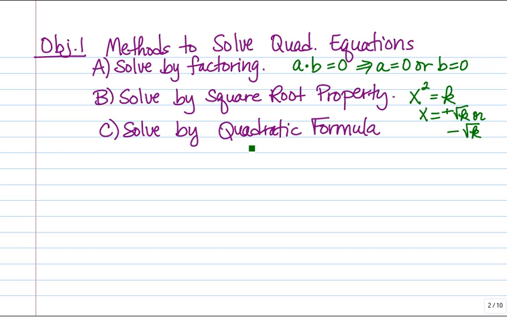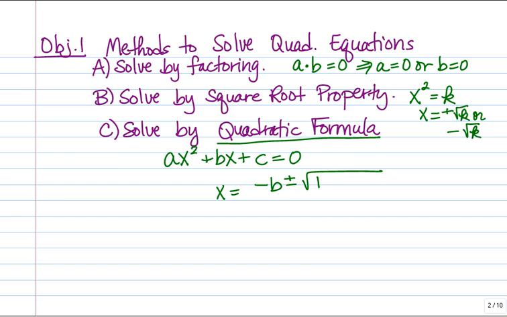Solve by the quadratic formula. This is the biggie. To solve a quadratic equation that's of the form ax squared plus bx plus c equals 0, the quadratic formula states that our solutions are the values of x which are equal to the opposite of b plus or minus the square root of b squared minus 4ac, all over 2 times a.